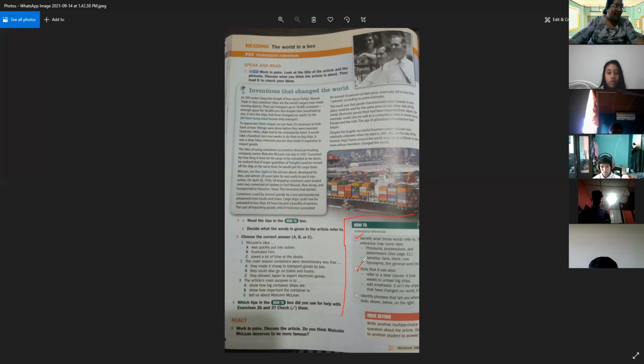Know that it can also refer to a letter clause, to weak sound or big shifts, or add emphasis. For example, it isn't the ships that have changed our world, it's... And the last one, identify phrases that tell you where to look: above, below, on the right, okay? So these are some tips about how to understand reference.